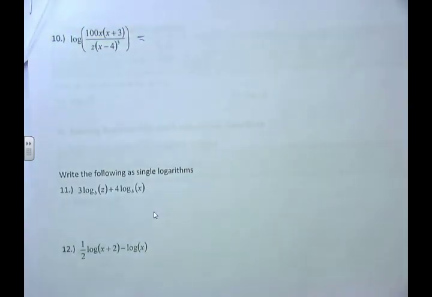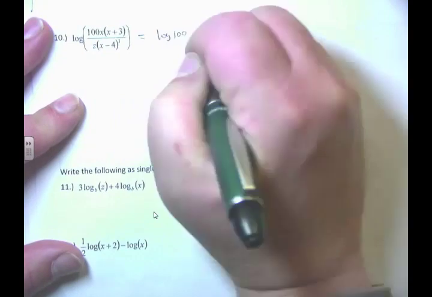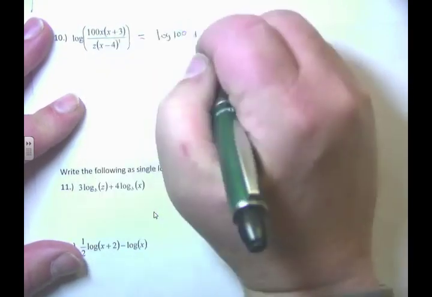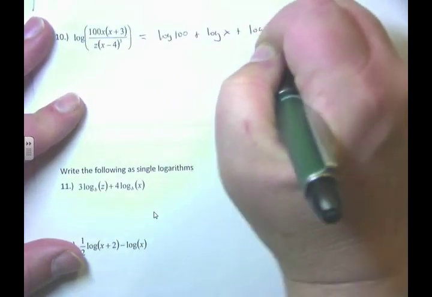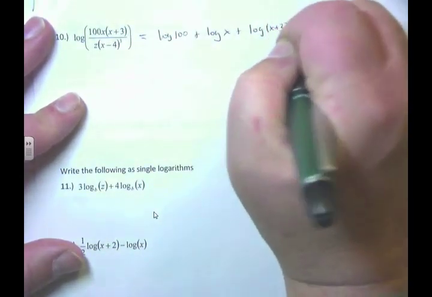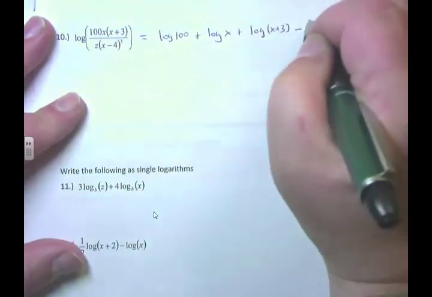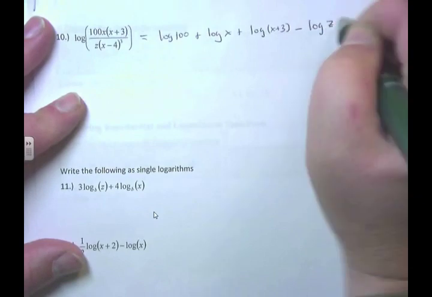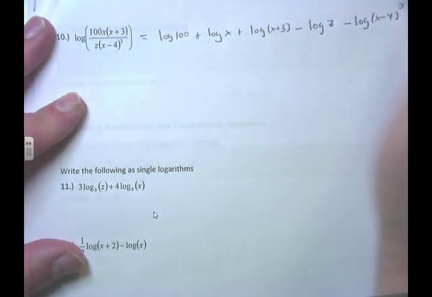This is the log of 100 times x plus 3 divided by z times (x minus 4) quantity cubed. This is multiplication, multiplication in the numerator. This becomes a log of 100 plus, multiplication turns into addition, the log of x plus the log of x plus 3. This is division. This turns into subtraction. Minus the log of z minus the log of (x minus 4) cubed.